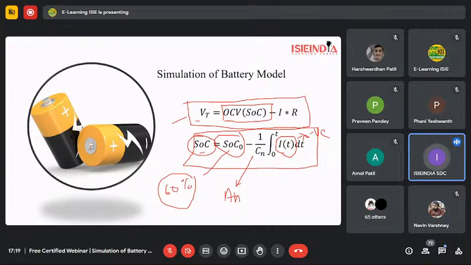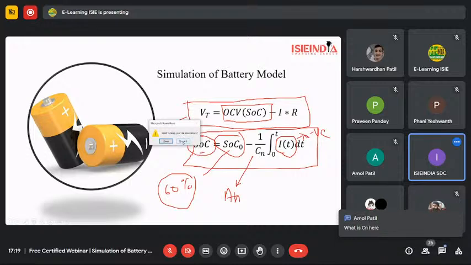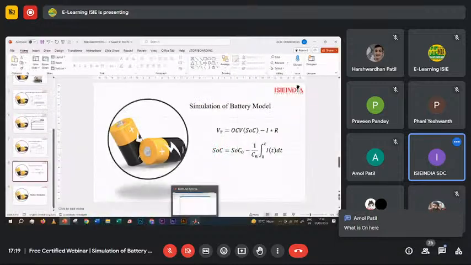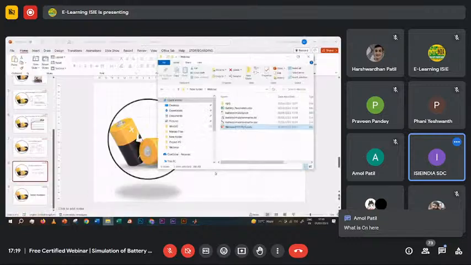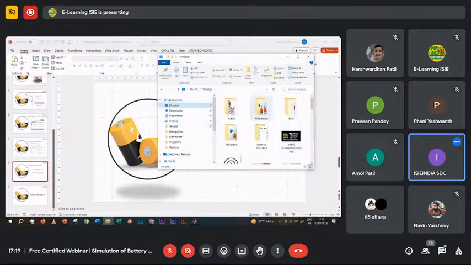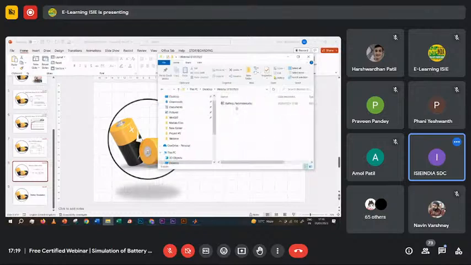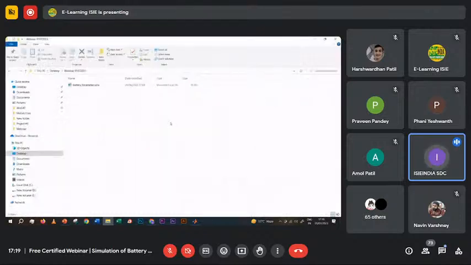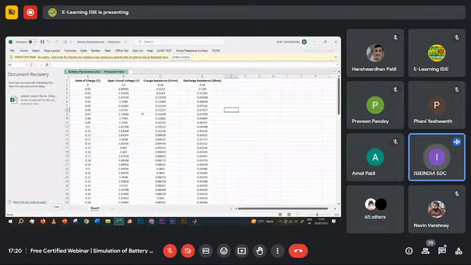Now we will be moving towards the MATLAB section. Okay. So let me open the MATLAB. So this is an Excel sheet upon which I will be showing you the data.